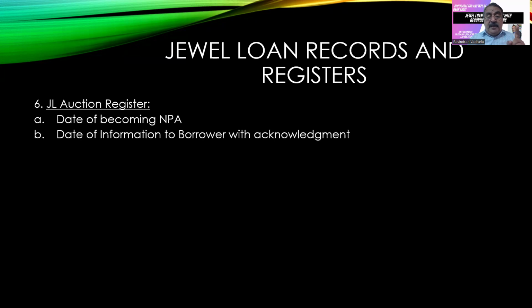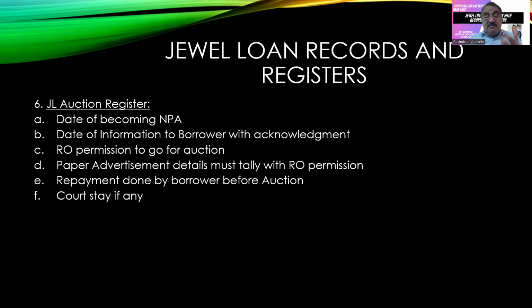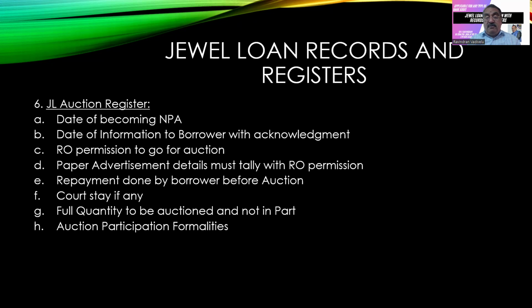Check the date of becoming NPA, and when they have informed the borrower, whether the RBI regional office permission has been obtained, whether the proper advertisement has been given, and the advertisement quantity should be tallied with the jewel loan stock, and whether the payment has been made before the auction. And in case there is any court stay, that jewel should not be auctioned. And the full quantity has to be auctioned and not in part. And you have to observe all the auction participation formalities. It's a very big area wherein a lot of scope for frauds is there. Please concentrate on the jewel loan auction register.